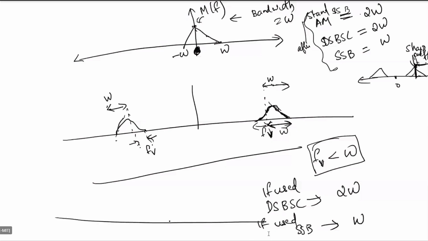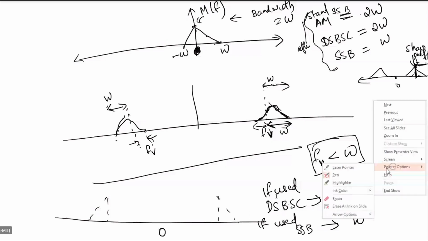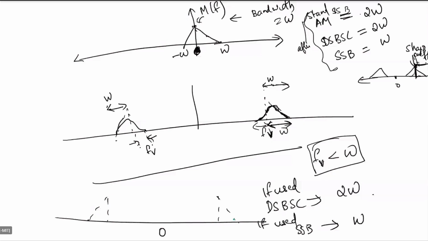So this is 0. This should be my upper sideband. My spectrum will actually look like this, and a small vestige. This part will have only less, but all of this upper sideband, the complete spectrum, will be covered, and a small vestige.